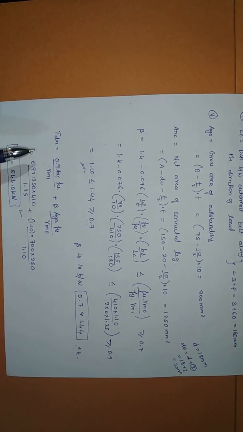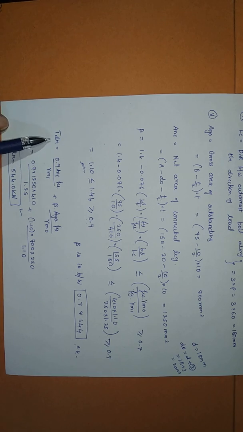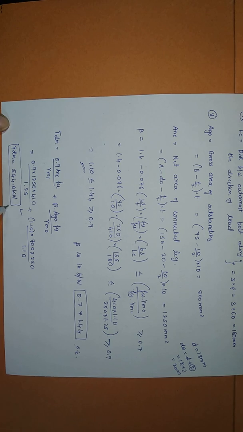Now finally, if we substitute in this formula, we get the rupture strength of the angle, TDN. If we substitute, the final value is TDN equals 544 kilonewton.